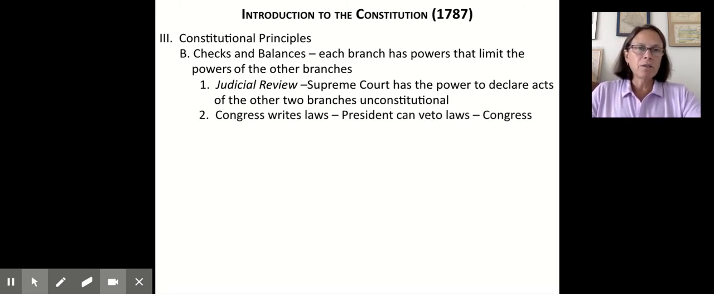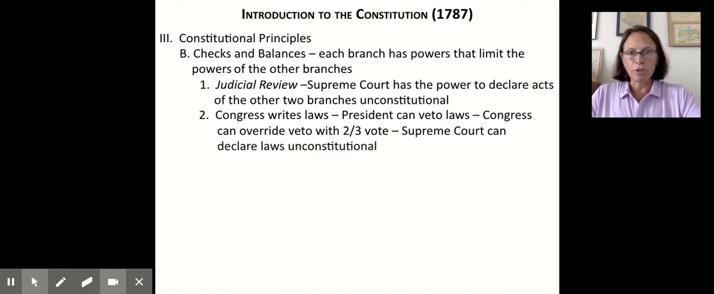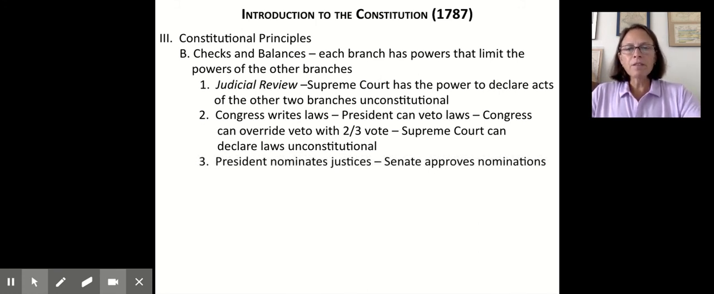The second example of checks and balances is, I actually gave it in the intro, Congress writes laws, a president can veto the law, and the Congress can override the veto with a 2/3 vote, and then the Supreme Court can declare the law unconstitutional. So that's an example of how all 3 branches come into play. Our third example is the president has the power to nominate justices, but then the Senate has to approve those nominations. So he doesn't just get to appoint people to the Supreme Court or to other federal court systems. The Senate must approve those nominations.